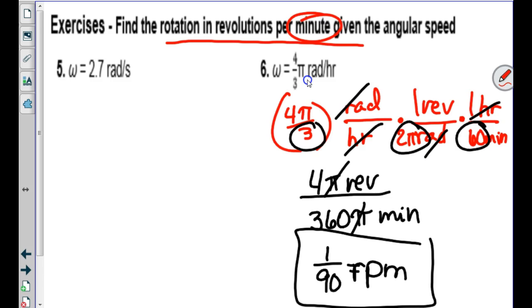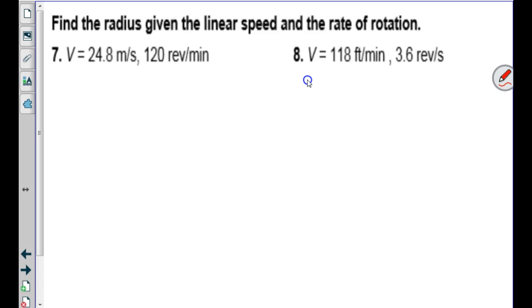All right. What did this want? Oh, this was a weird question. Find the rotation in revolutions per minute. That's probably not on a quiz, so I'm going to skip that. I know it's not on a quiz. Okay. Number 7, find the radius given the linear speed and the rate of rotation. Again, this is kind of working backwards. You want to do 7 or 8?